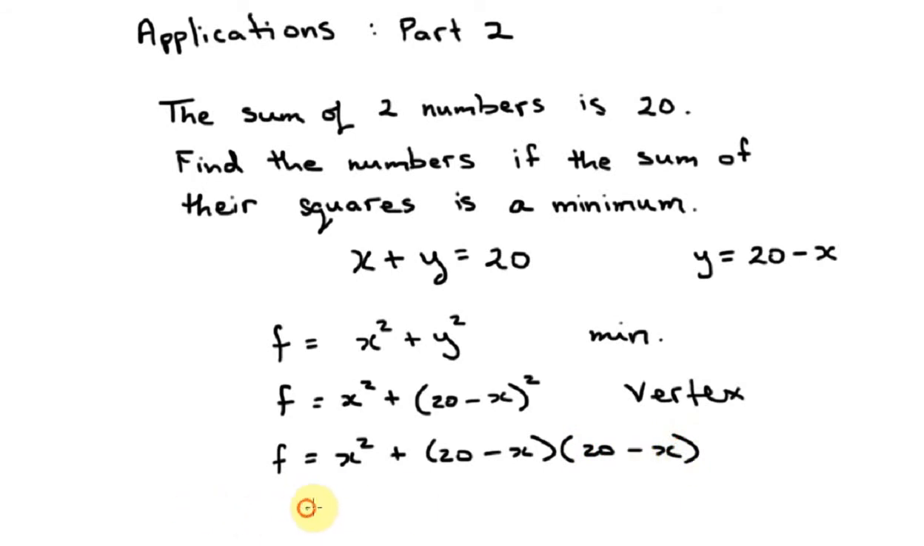That means I've got x squared, and then plus, now I'm going to get 20 times 20, so that's 400. Then I get a 20 times negative x, so that's a negative 20x. And then negative x times 20, so I get another one of these. And finally, negative x times negative x, which is positive x squared. Okay, so I'm just going to clear the screen here. I'm going to write all those terms at the top.